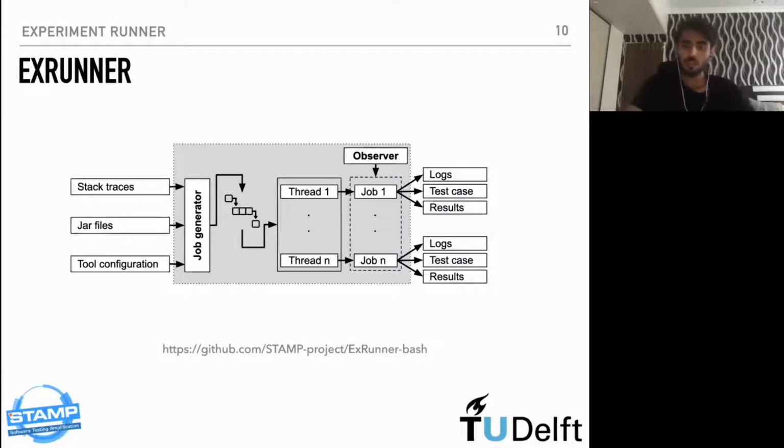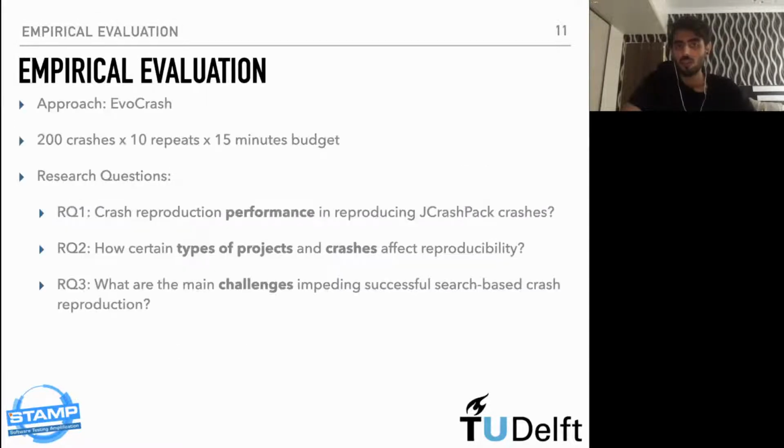Also, we developed and used an open source experiment runner called XRunner that takes the crash reproduction tools and runs them in parallel on all of the 200 crashes of JCrashPack. Then it gives us information about the success rate of the approach, the execution log, and the generated test case. With the benchmark and XRunner, we performed our empirical evaluation. We only applied EvoCrash because the other tools are not openly available. We ran it on all 200 crashes.